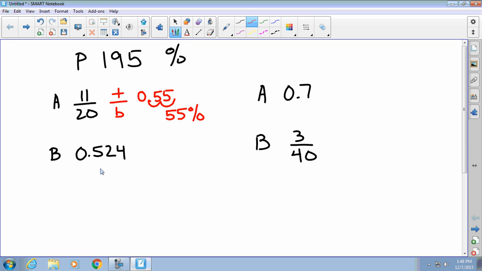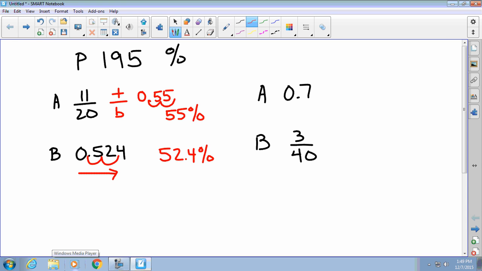For letter B, we have a decimal. We want to take and turn our decimal into a percent. Again, we're just going to simply move the decimal place 2 places to the right. So 0.524 would become 52.4%. So we're moving our decimal place 2 places to the right.